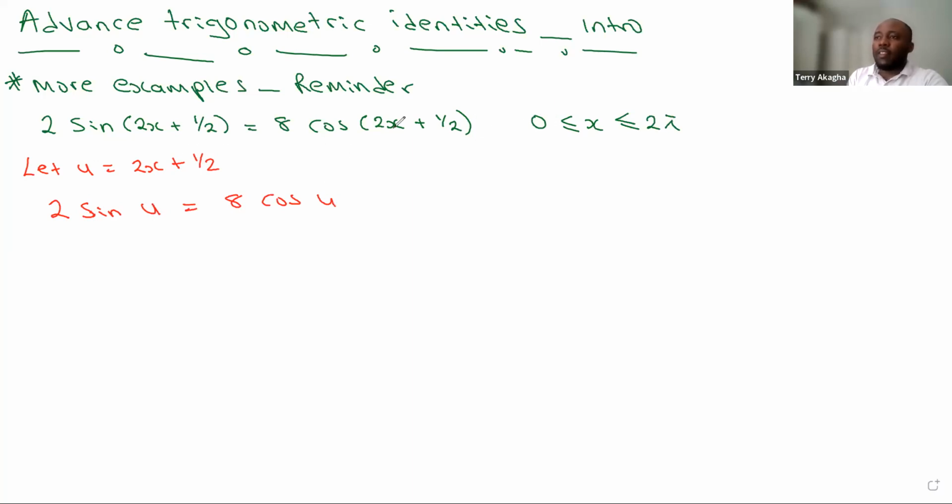So when x is 0, u is 2 multiplied by 0 plus half, and when x is 2 pi, u is 2 multiplied by 2 pi plus half. Is this making sense? When you simplify this, it's going to give you half less than u less than 4 pi plus half.